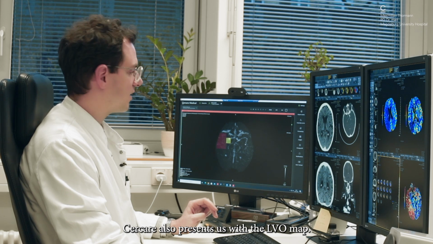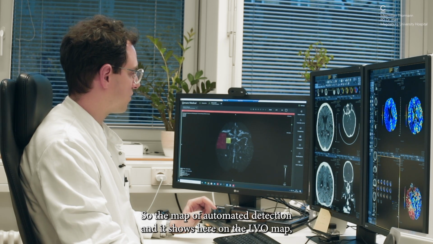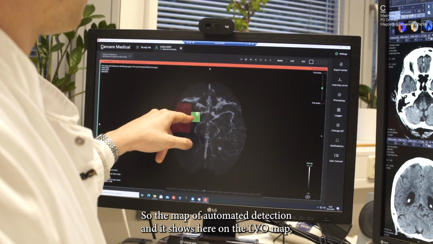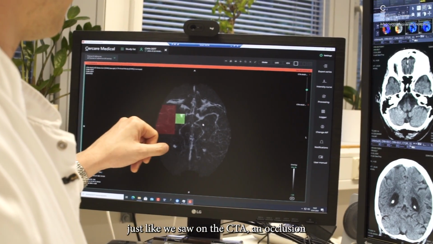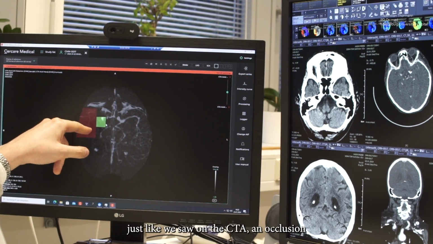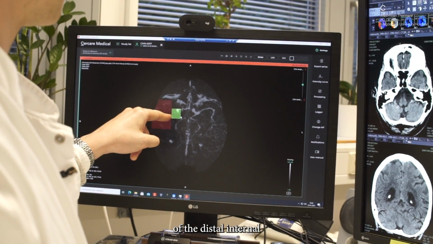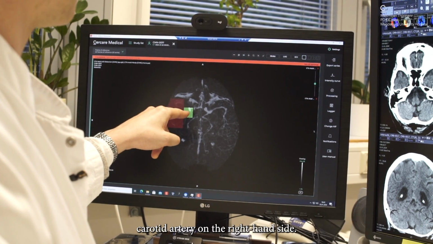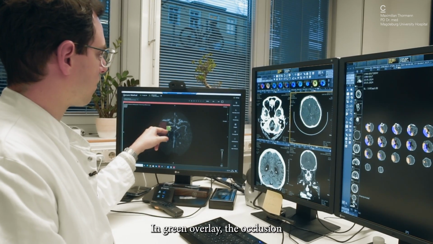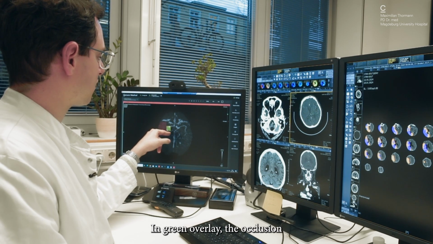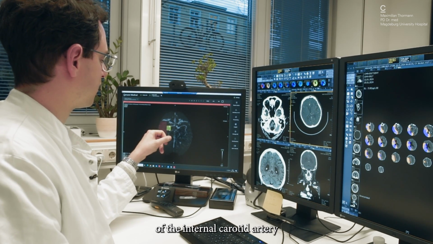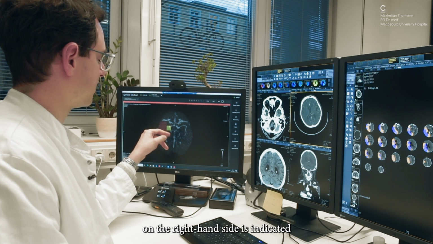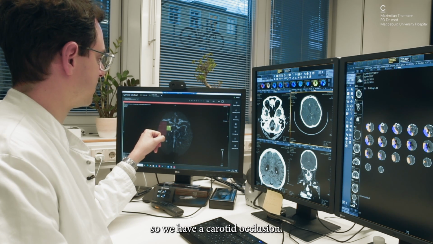Cercare also presents us with the LVO map, so the map of automated detection. And it shows here on the LVO map, just like we saw on the CTA, an occlusion of the distal internal carotid artery on the right-hand side. In the green overlay, the occlusion of the internal carotid artery on the right-hand side is indicated, so we have a carotid T occlusion.